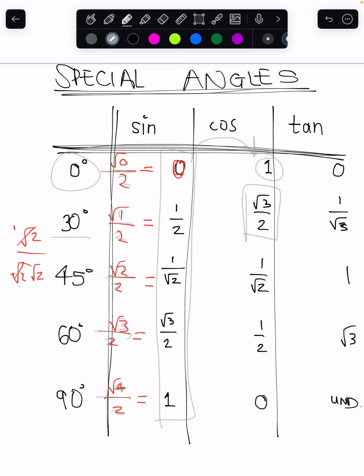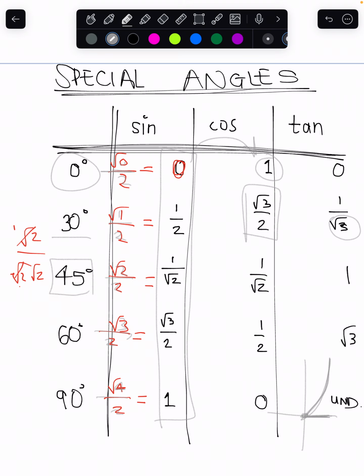And then tan I don't really have a trick for. The key number to remember for tan though is the square root of 3. So we know that tan of 0 is 0. You can also think about that in terms of its graph, right? So this is what it looks like between 0 and 90. So tan of 0 is 0. Tan of 30 will be 1 over root 3.